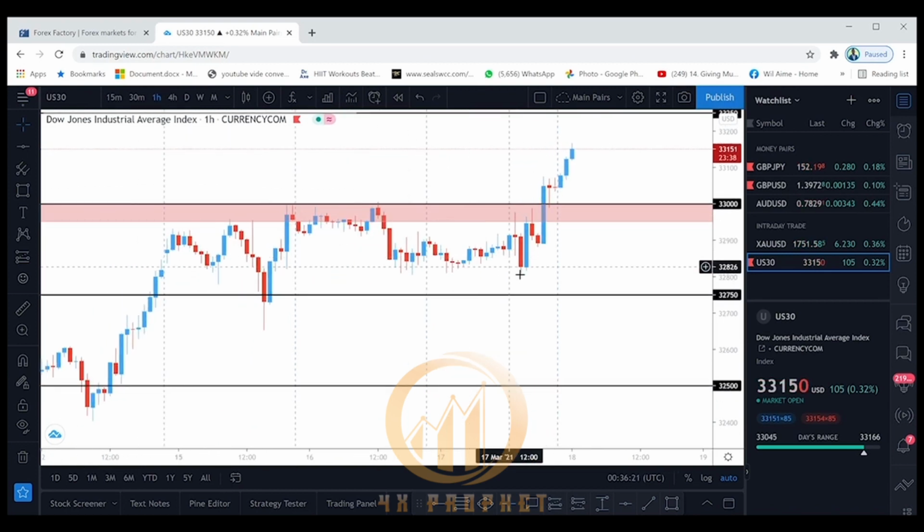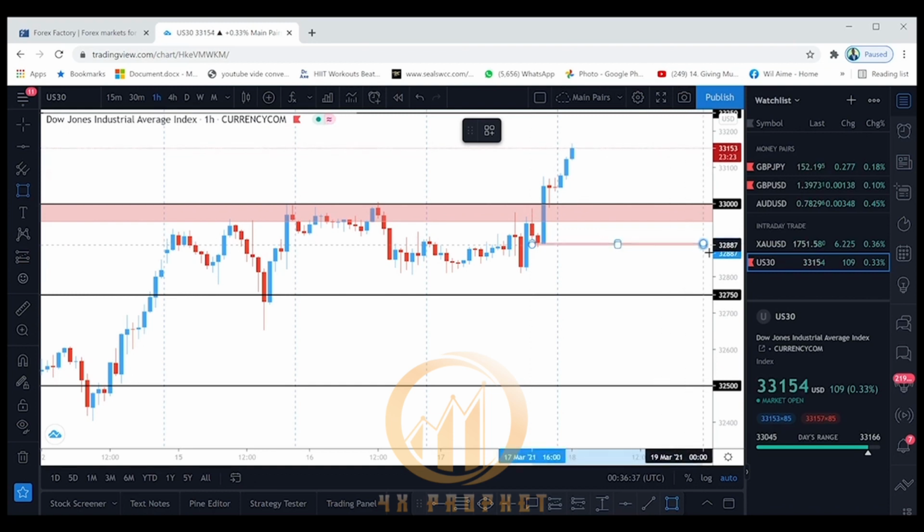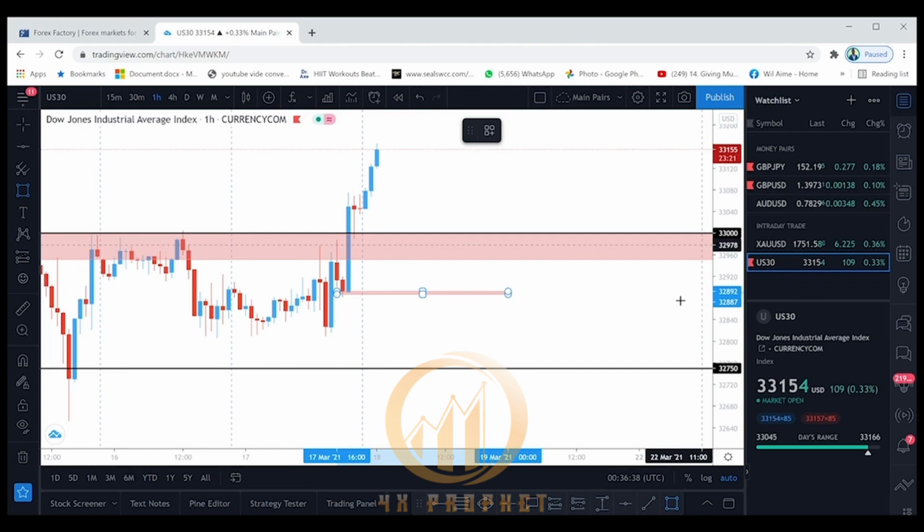So I have a new support level right here on my 1 hour. What I'm going to do is just draw my box right here, because this is where it did a bit of a retracement and continued up. So I'm going to draw my support zone right there.